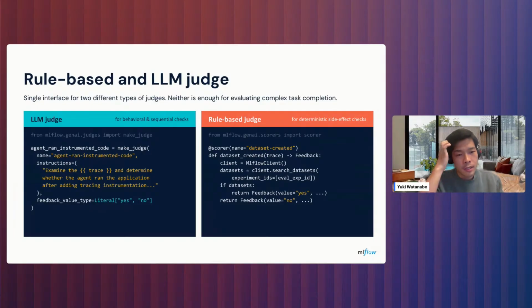So on the right side, what we check is whether the dataset is created or not. This is pretty simple. We can just search the backend and find the dataset. So we built this as a heuristic judge. And the good thing in MLflow is that both the LLM judge and the rule-based judge share the same interface. So once we define the judge here, so agent run instrumented code or dataset created, you can run it in the same interface. You don't need to set up different things. This allows us to switch between rule-based and LLM judge by needs, or flexibly express the evaluation criteria without worrying too much about implementation.